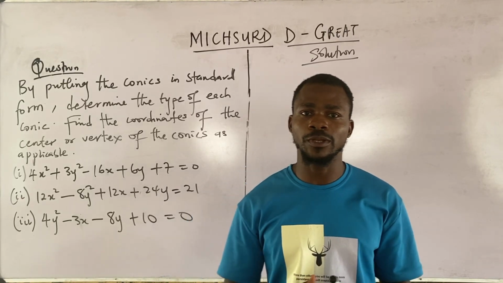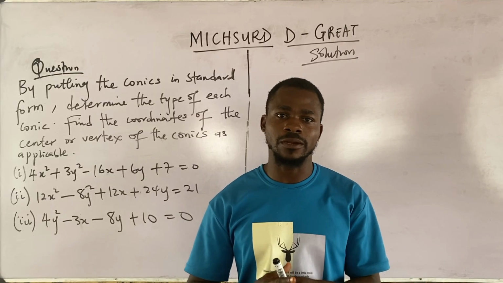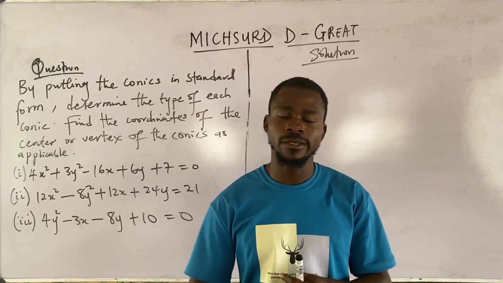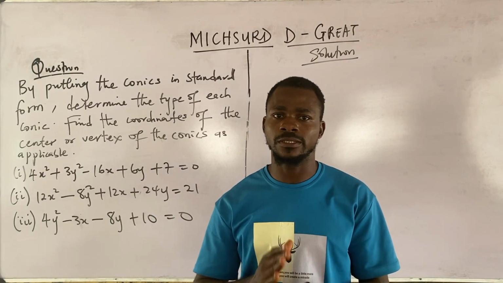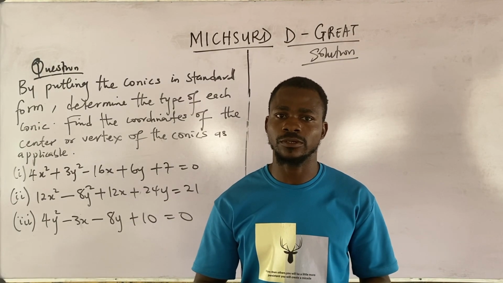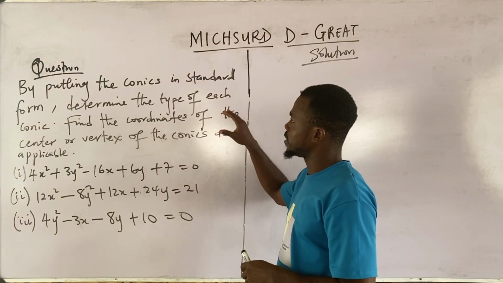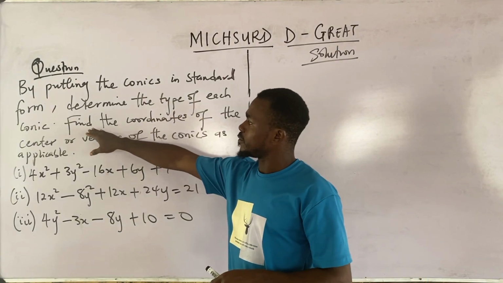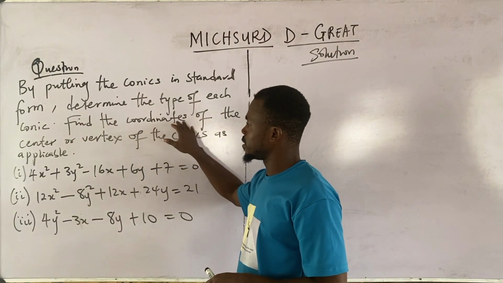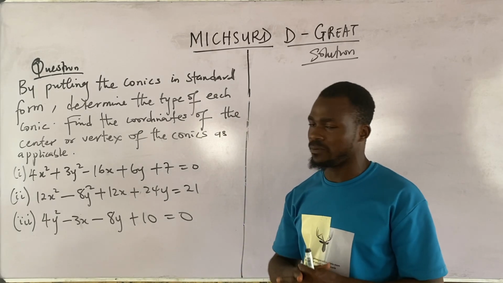So today we are going to be looking at questions on conic sections. These are revision questions we are going to be taking. This is one of the questions, and we'll be taking many questions in this video on conic sections. Now, putting the conics in standard form, determine the type of each conic, and find the coordinates of the center or vertex of the conics as applicable.